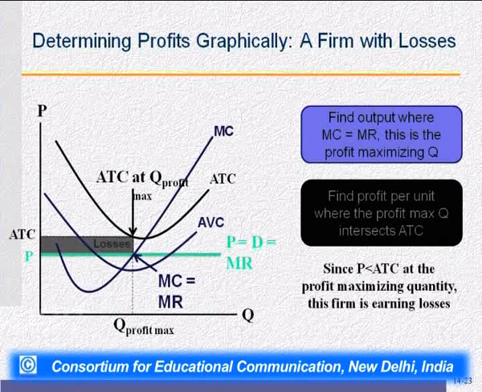Now the loss area is in a dark form, where you can see that when ATC is greater than P, then P is less than ATC, which clearly means your average total cost of production is much higher than the market price. And in this form, the firm is earning losses. So these are the three features of a firm selling its product under perfect competition, facing three phases in the short run. First is earning profit, second is zero profit, and the third is losses.